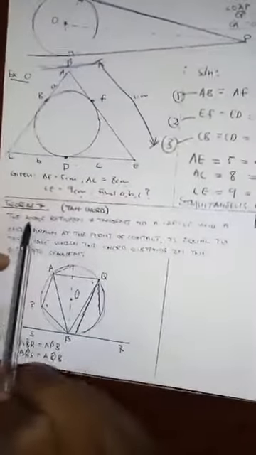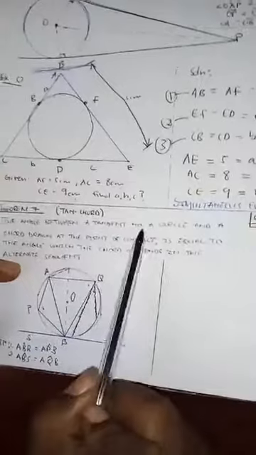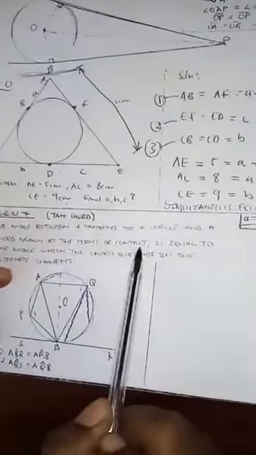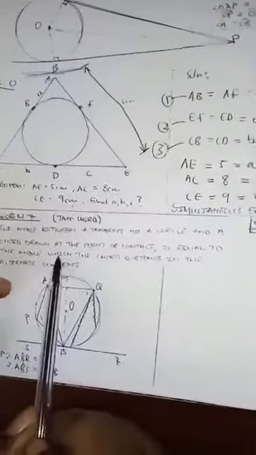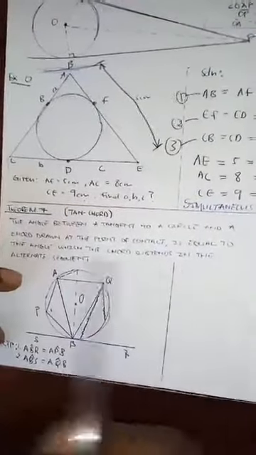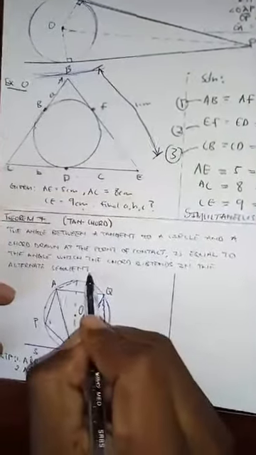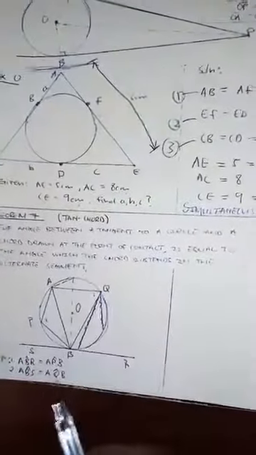It says the angle between a tangent to a circle and a chord drawn at the point of contact is equal to the angle which the chord subtends in the alternate segment, right? Okay, that's what the theorem says. I know that was gibberish. Let's go through it slowly.